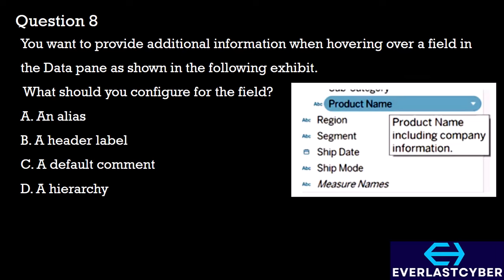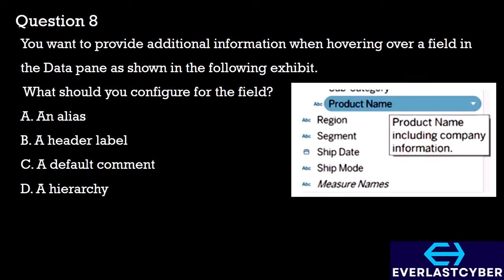An alias changes how the field name appears in the view, but it doesn't provide hover over descriptions. It is not used for adding comments or tooltips in the data pane. A header label is used to display the name of a field when it appears in a visualization or axis, but it is not used to add comments or tooltips.